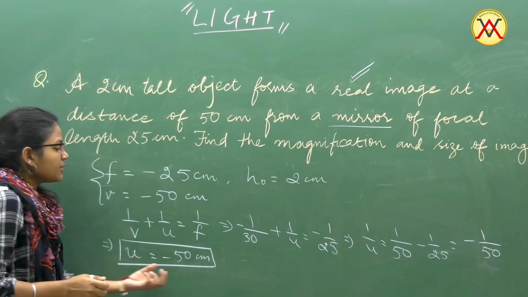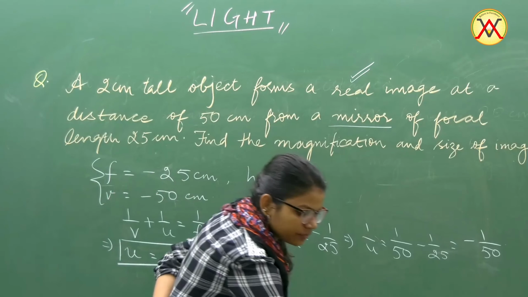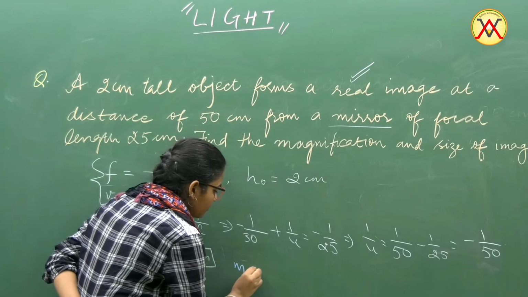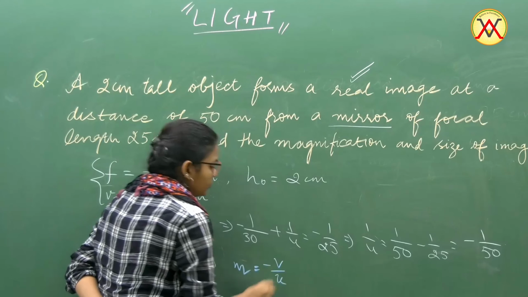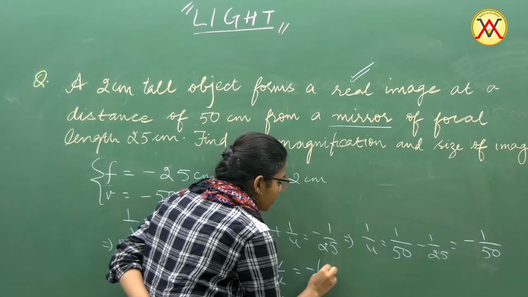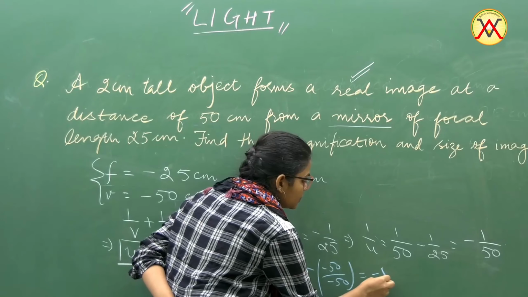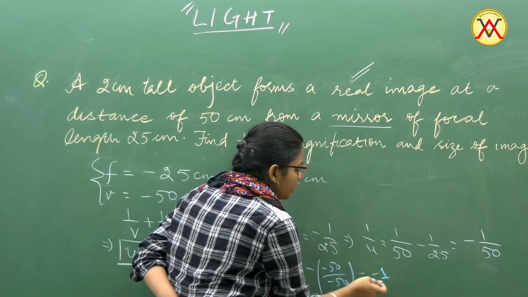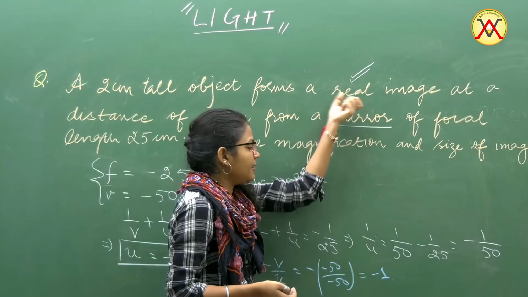Now, using this value in our magnification formula, we'll have m equals minus v by u. So, our magnification would be minus of minus 50 upon minus 50, which will be equal to minus 1. Of course, there should be a minus sign because the image is a real image.